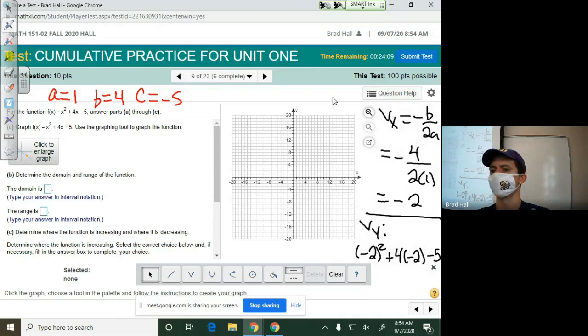So I'm just plugging in -2 into every x for the original function. And let's see, -9, is that it? +4 minus 8 is -4, minus 5 is -9. So you can throw all that in the calculator as well. You should get -9. So now we have the vertex.